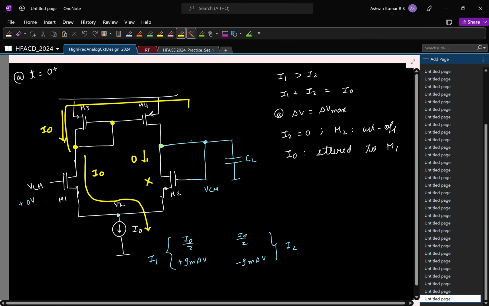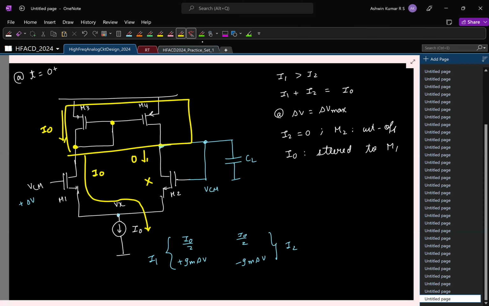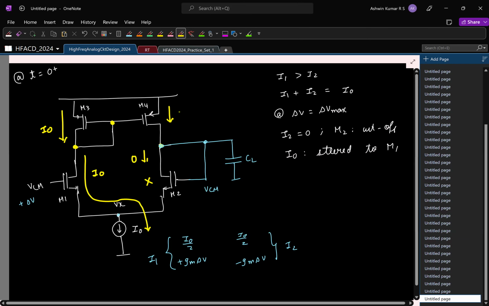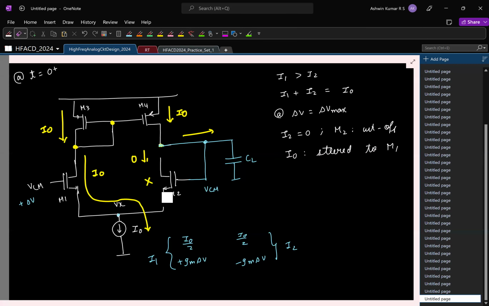And these two form a current mirror. So what is the current flowing in M4? I naught. So what is the current flowing to the output? Because at the bottom, no current flows. I can basically say it's sort of disconnected. So the entire current flows through the output. What is the maximum current that can flow to the output capacitor? So what is the maximum slope with which the output can rise? I naught by CL.